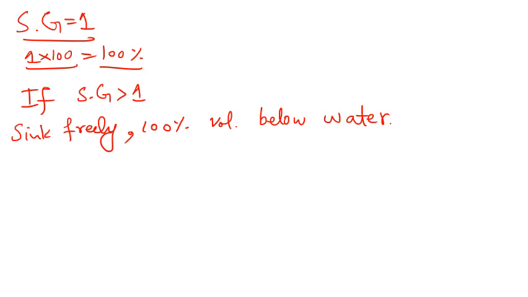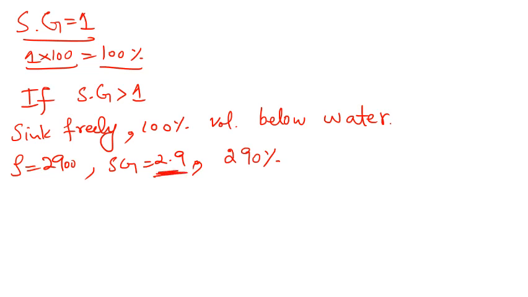So for now, if any object whose density is like 2900, so its specific gravity becomes 2.9, so it means that it is 290% submergence, means that because this value is greater than 1, it means that it is 100%. First of all it will sink freely, and the second thing is that 100% of its volume is below the water.